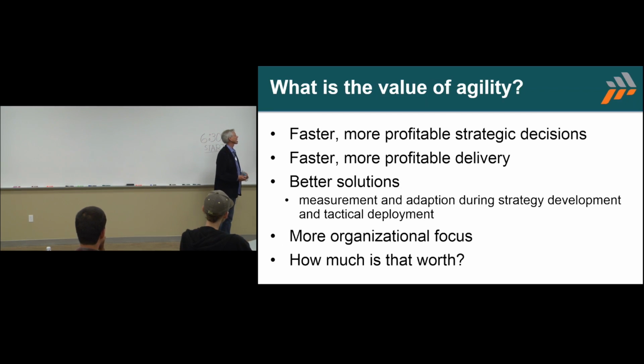Top-down Agile is something I advocate. I wrote a big blog post on it. So here's why it's valuable. We get faster, more profitable strategic decisions. That's on the executive side as well as down on the ground. And we get faster, more profitable delivery, better solutions, more organizational focus.